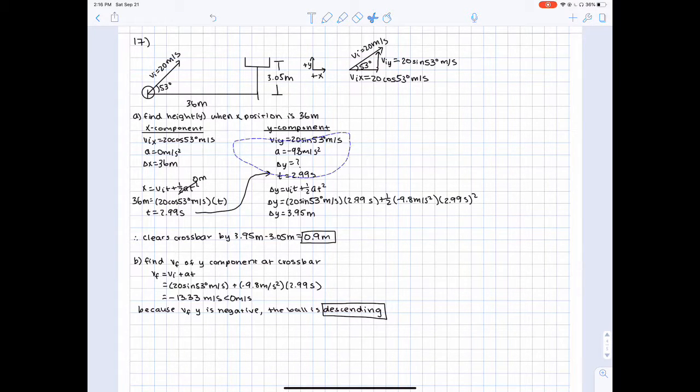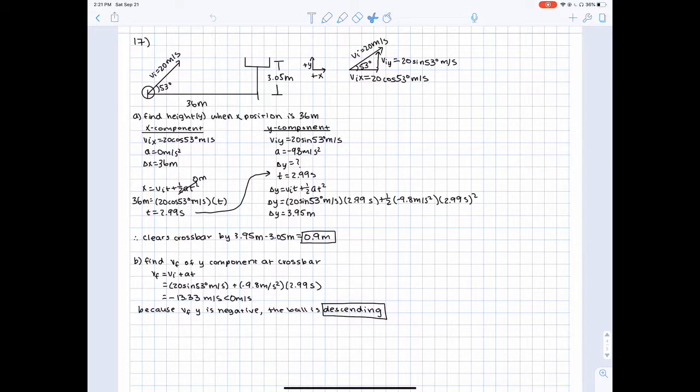So I wrote down all my givens for the y component, including the time it takes to reach the crossbar, and I solved for the height of the ball at 2.99 seconds using this kinematics equation, and I got that the height of the ball when it reaches the crossbar is 3.95 meters. And remember that the height of the crossbar is 3.05 meters, so this means that the ball clears the crossbar by a distance of 0.9 meters.